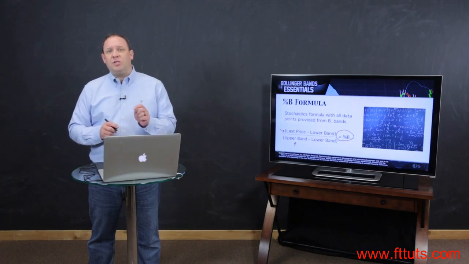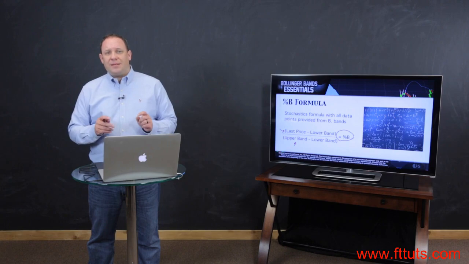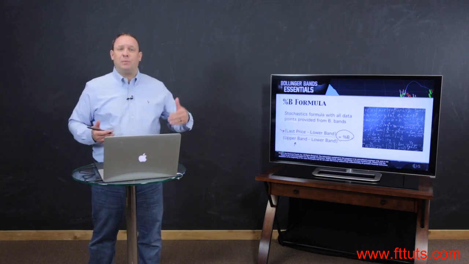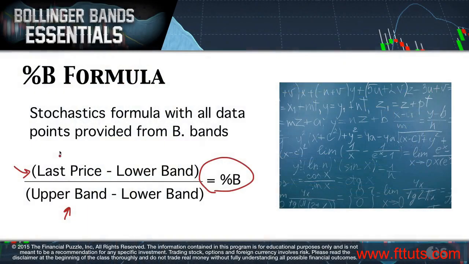formula that is used to calculate the stochastics, but instead what Bollinger's done is he's taken that and he's applied it to the band. So he's replaced the last price for the end time period, and he's just altered the numbers a little bit here, but the formula itself is just the exact same formula of what we would typically use to calculate a stochastics indicator, but instead, again, we've applied it here to the Bollinger Bands.